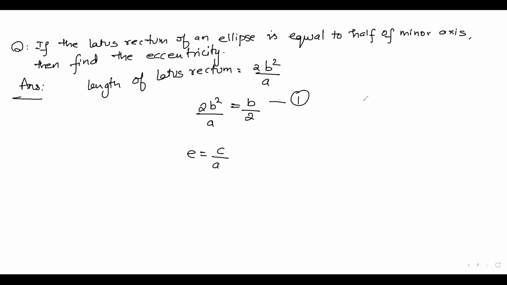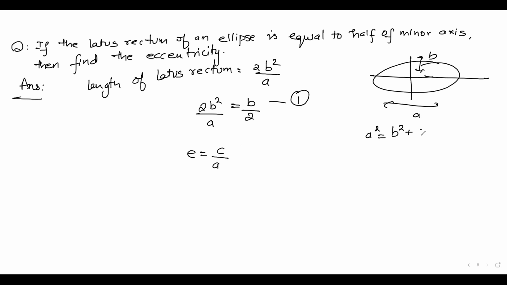Very good. Now, in an ellipse, I will draw the ellipse. Then you have this a, you have this b. Now, what's the relation between a, b, and c? a square is equal to b square plus c square. Very good, because a is greater, that's why we have this relation. Now we need eccentricity, that means we need c by a. Here, if we cancel these b, then we get 2b by a is equal to half, and we will get a is equal to 4b.